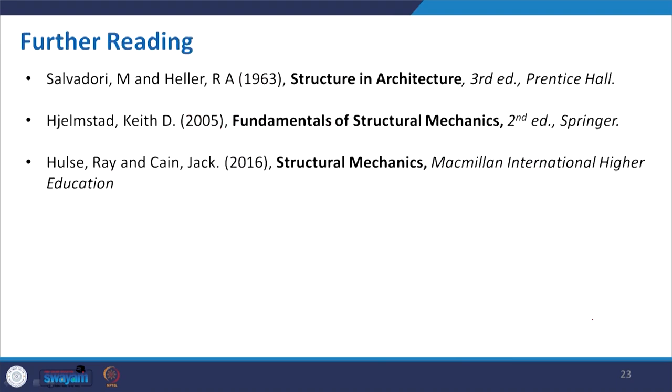These are some of the reading materials that were already given in earlier presentations, and you can go through them. You can also go through the given website links so that you can get more information on that. With that I conclude here.